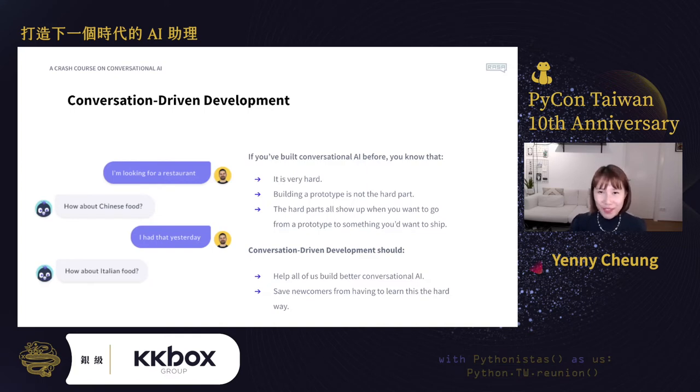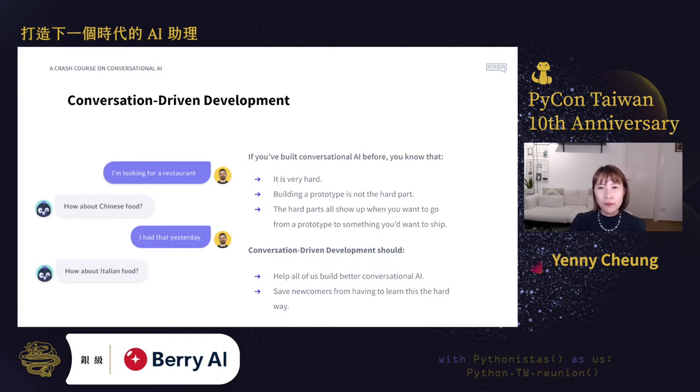If we want to understand the approach to building a production-ready assistant, we need to talk about conversation-driven development. If you have built a bot or an assistant before, you know that it's really difficult. Building the prototype is not the difficult part, the problem is when you need to turn a prototype into something that you'd want to ship. Especially for commercial use, you need to uphold a certain standard, right? The performance of the bot needs to be very consistent, and that's why it's very challenging.